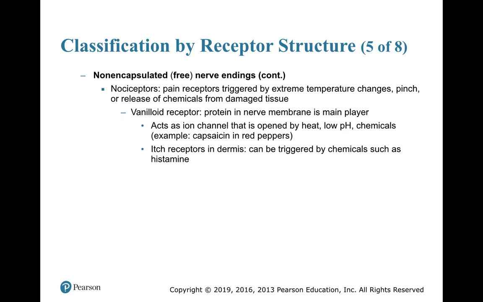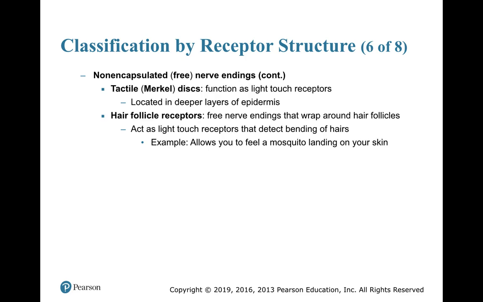There are also itch receptors in the dermis. They could be triggered by things such as histamine. The tactile discs, or Merkel's discs as they are traditionally named, function as light touch receptors. They're in the deeper layers of the epidermis, above the dermis.